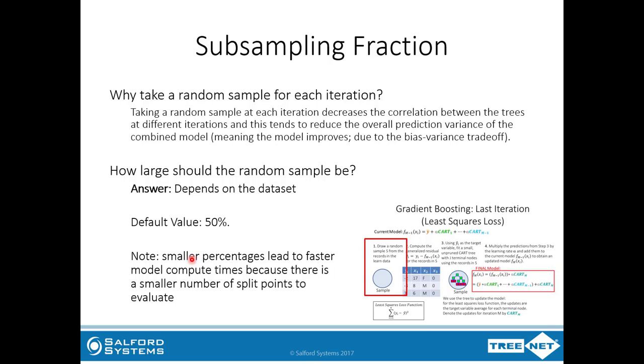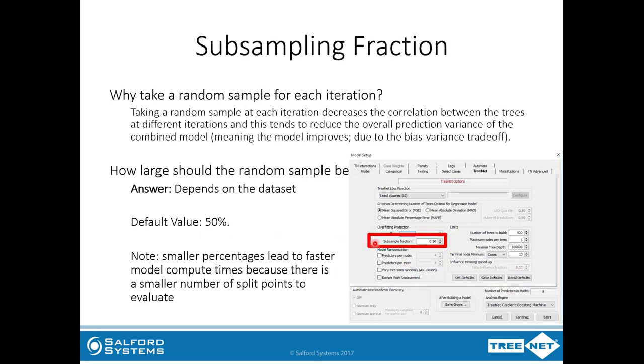which is the introduction to CART decision trees for regression, we discussed that CART computes all possible split points. And so when you have a smaller sample, then you have a smaller number of split points to evaluate, which speeds up the compute time. And by decreasing this subsampling fraction, depending on the data, it may or may not affect the accuracy of the model. So it's always something to experiment with.